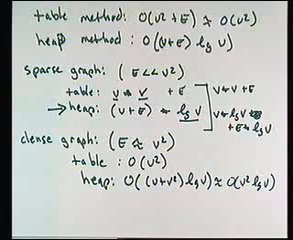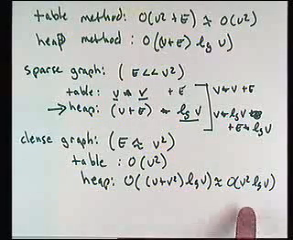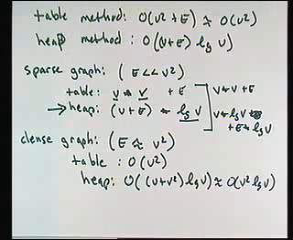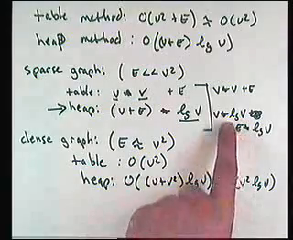Or in other words, for a dense graph, the table implementation is better. The heap is actually worse than the table, and you ask, well, how can that be? The minimum is so much more efficient. With this table, we're doing this order v search for the minimum, and for the heap, we get the minimum in log v time. And the answer is, we'll come back to this calculation here.